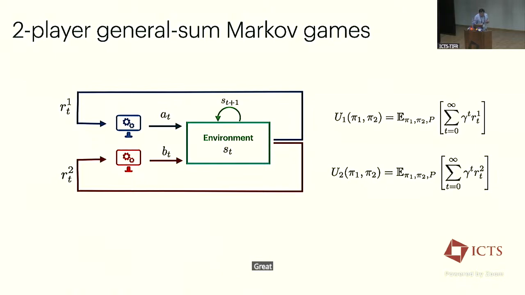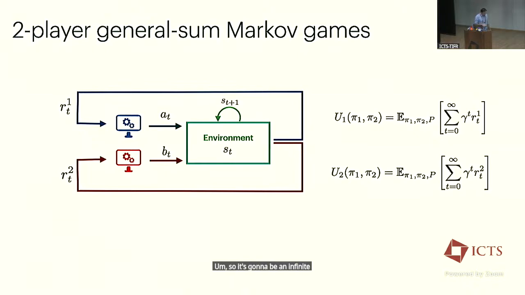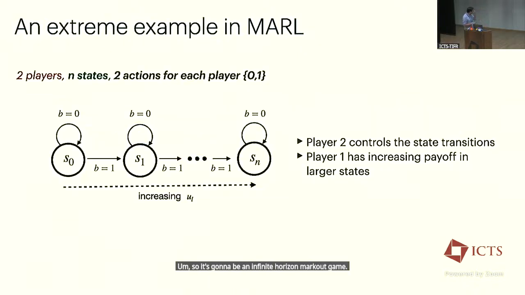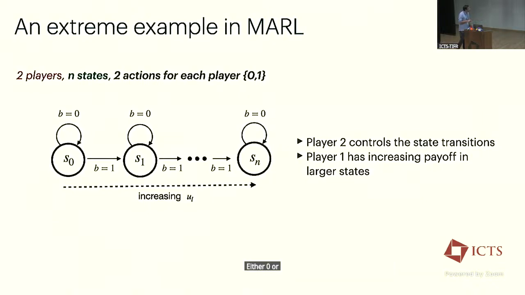Great. So here's a construction of exactly what I showed you. We'll come up with a construction in a two-player general sum Markov game. So it's going to be an infinite horizon Markov game, and we're going to have two players. We're going to have n states and then two actions for each player, either 0 or 1. And this is our MDP. It's a very simple structure.